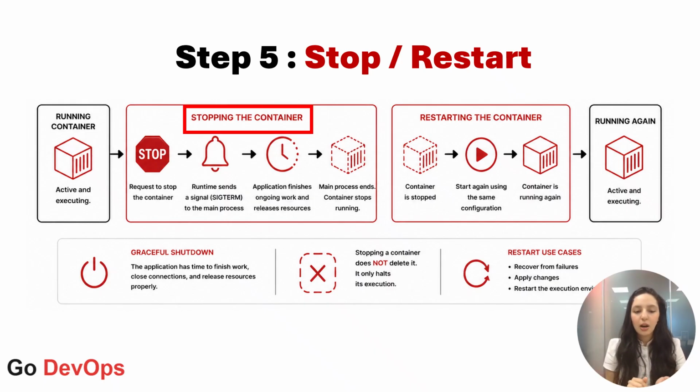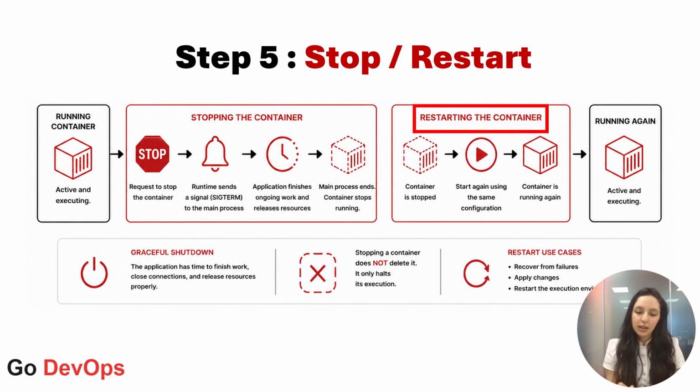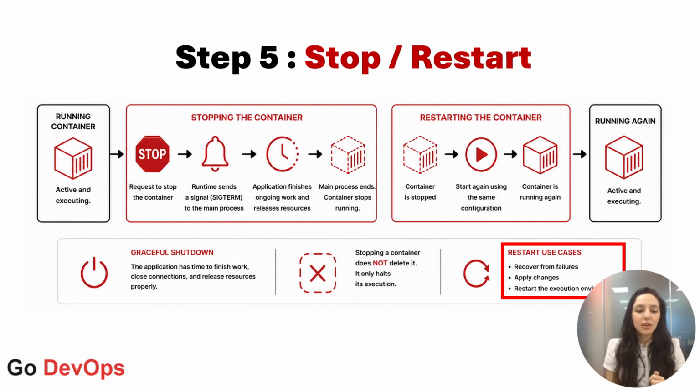And when a container is stopped, the runtime sends a signal to its main process to terminate it gracefully, and this allows the application to finish ongoing work, to release resources properly, and to shut down in an orderly way. And once the main process ends, the container stops running and moves out of the active state. Restarting follows a slightly different flow, so the container is first stopped and then started again using the same configuration, and this allows the application to recover from failures, apply changes, or simply restart its execution environment.